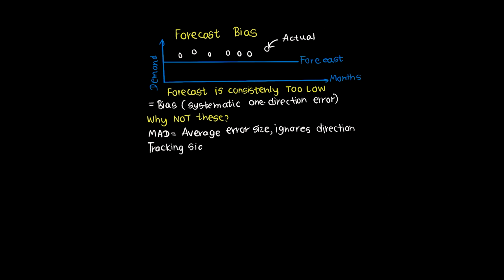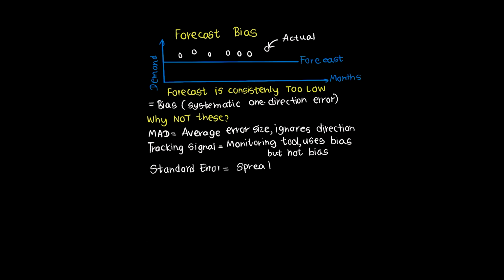A tracking signal compares cumulative error to MAD to flag when a model might be drifting. It uses bias as part of its calculation, but the tracking signal itself is the monitoring tool. Bias is the underlying concept it detects. Standard error measures how spread out the errors are around the mean. It tells you about precision and variability, not about whether errors are systematically tilted in one direction.